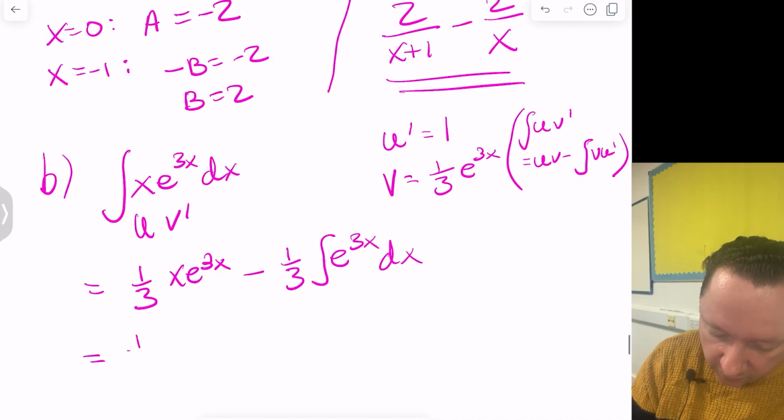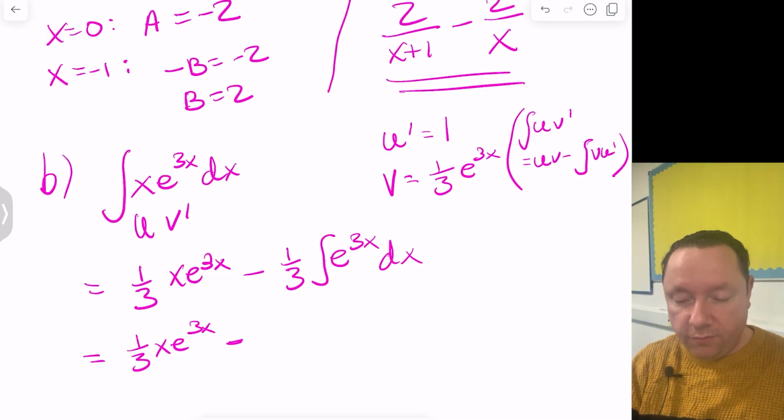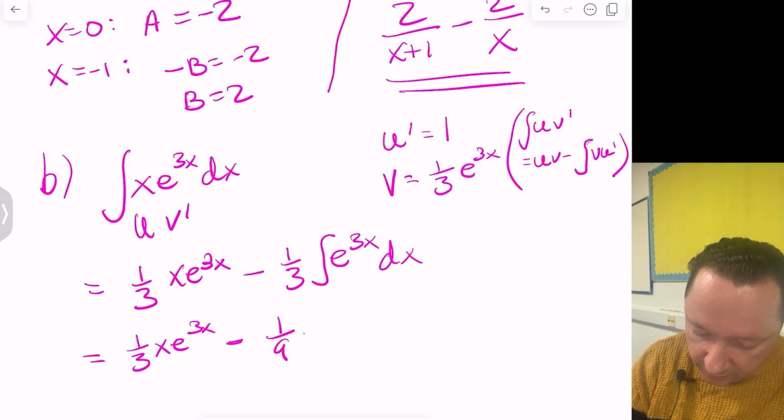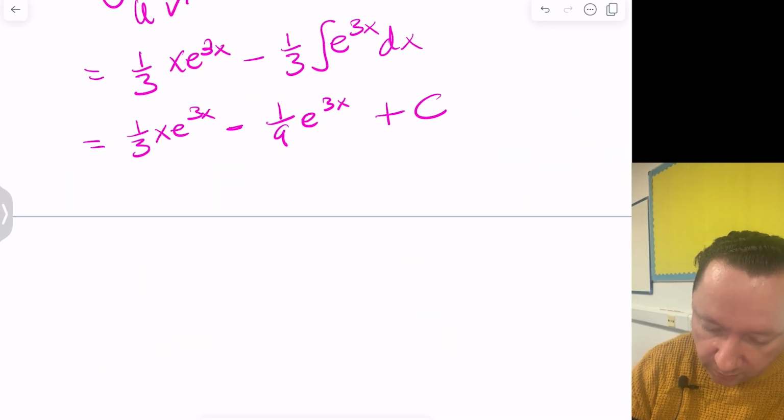So that gives me a third x e to the 3x minus, we already know e to the 3x goes to a third e to the 3x, so that's going to be a ninth e to the 3x. And make sure you add a c. How simple you want to go with this is up to you.